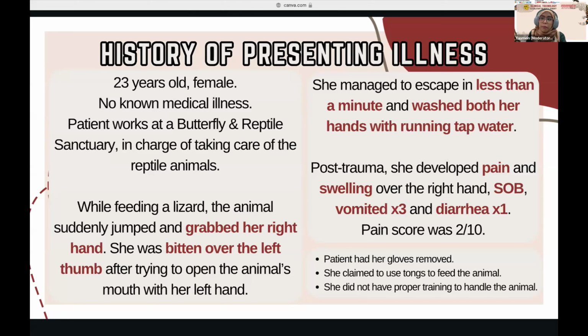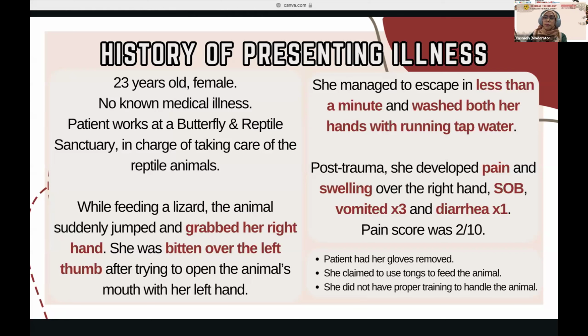However, she managed to escape in less than a minute, managed to wash both her hands under running tap water, and post-trauma, she developed pain and swelling over the right hand, and shortness of breath. She vomited 3 times and had 1 episode of diarrhea. Her pain score at that time was 2 out of 10. Upon further history, we found out that the patient had her gloves removed when this happened. She claimed to have used the tongs to feed the animal, and she might not have had proper training to handle this animal.